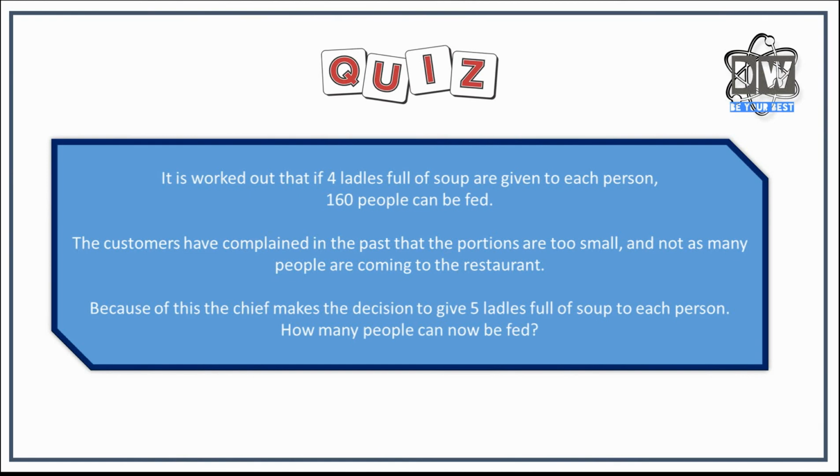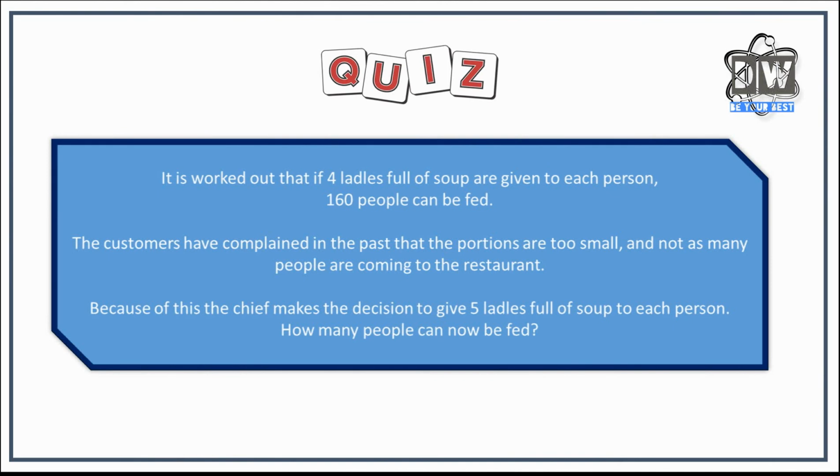Okay, so the real key here is that you're going to have 4 ladles to the ratio of 160 people. Get that down to 1 ladle. Okay, so you can divide by 4 to get it down to 1 ladle. That's your starting point. Once you've got your answer to that, then you can upscale it from there. Okay, so that's my little tip.